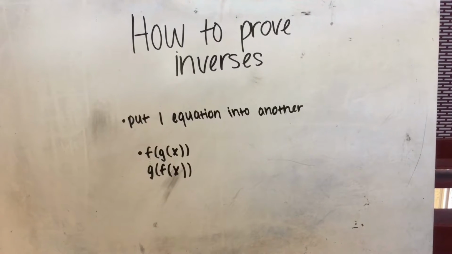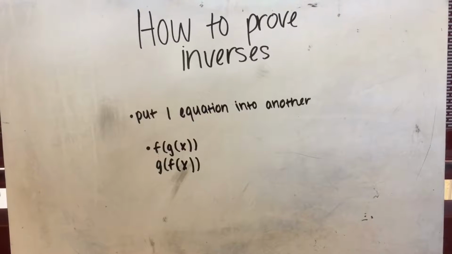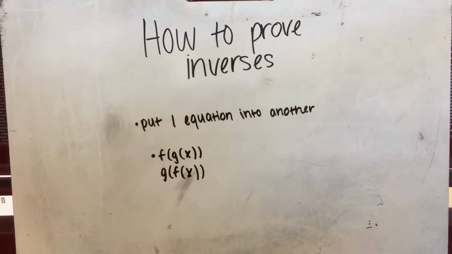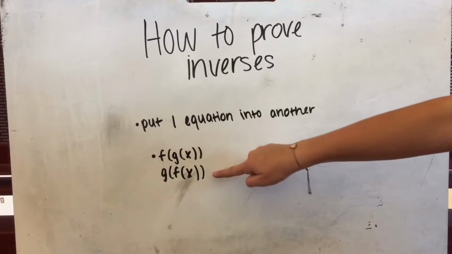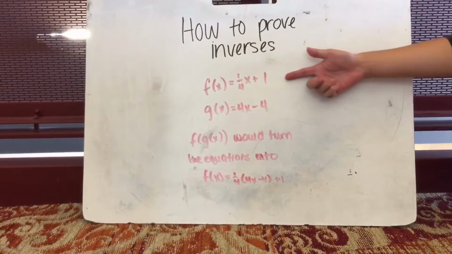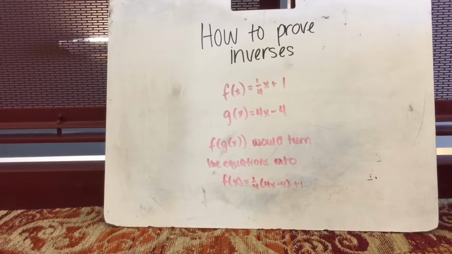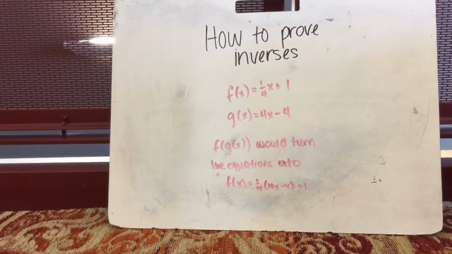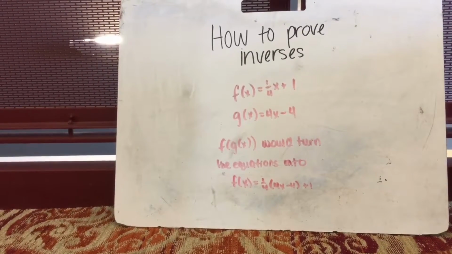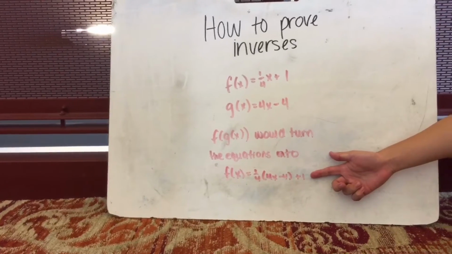We are now going to talk about proving inverses. In order to prove an inverse, a composition must be done. A composition is when you put one function into the other. An example is f of g of x or g of f of x. Here are some functions. Here's f of x equals 1/4 x plus 1, and g of x equals 4x minus 4. In order to do a composition, you insert one into the other. For example, we'll do f of g of x. You'll insert the function g of x into f of x and get f of g of x equals 1/4 times 4x minus 4, plus 1.